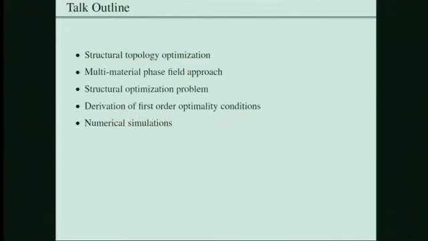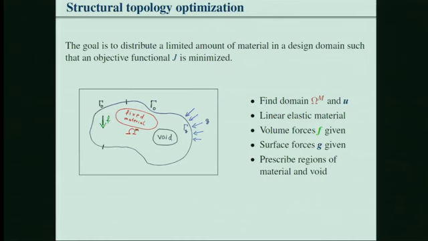For the outline, I'd like to give you the basic ideas of structural topology optimization. The approach that we're going to look at is the multi-material phase field approach. I'll define that, and I shall also tell you about the structural optimization problem associated with this multi-material approach. Then I'll briefly derive the first order optimality conditions for this problem, and finally I want to finish with some numerical simulations.